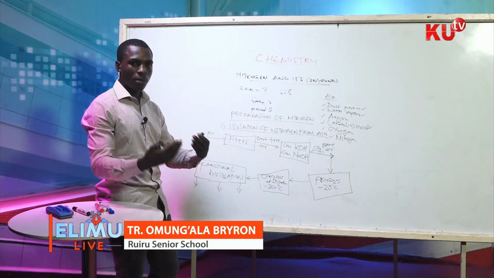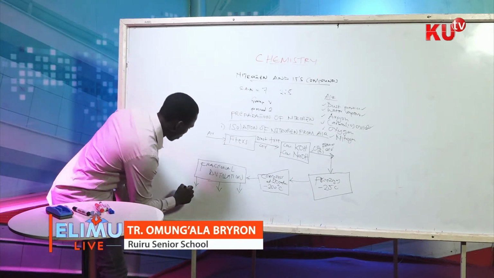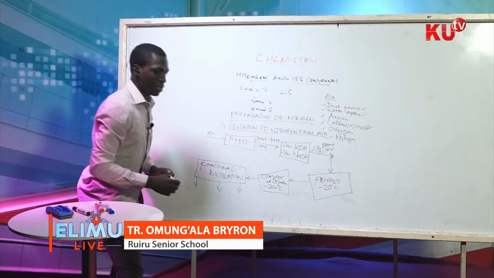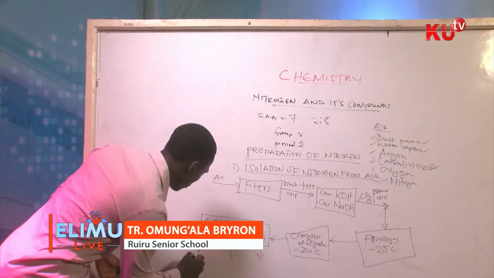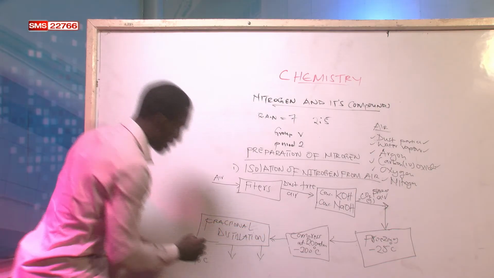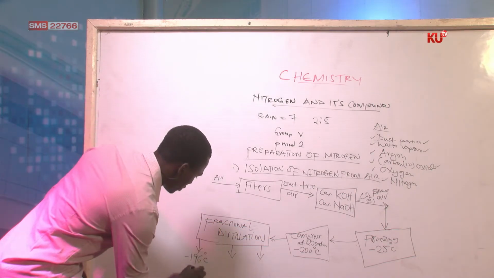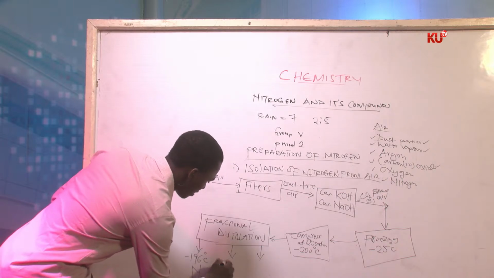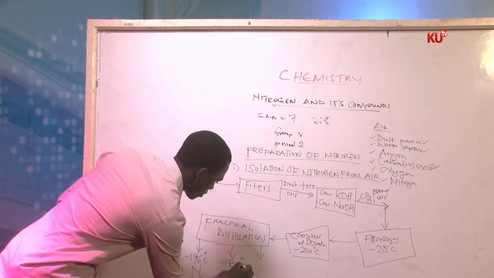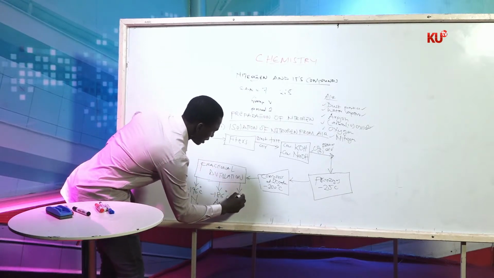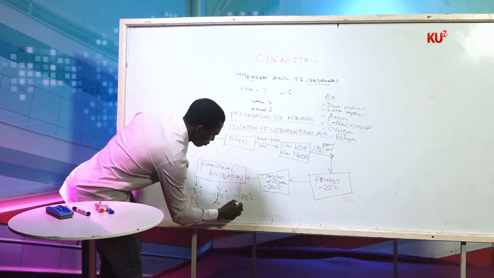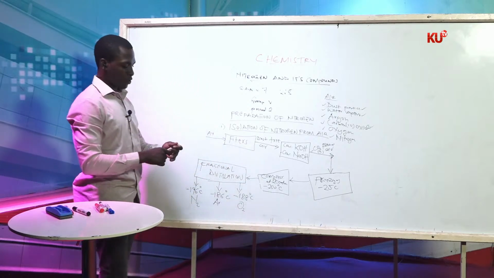The one with the lowest boiling point will come out first. Because it's at negative 200 degrees, when you start heating it, the temperature begins to rise. So when it reaches negative 196 degrees Celsius, we obtain nitrogen gas. At negative 186 degrees Celsius, we obtain argon. And then at negative 183 degrees Celsius, we shall obtain oxygen gas.